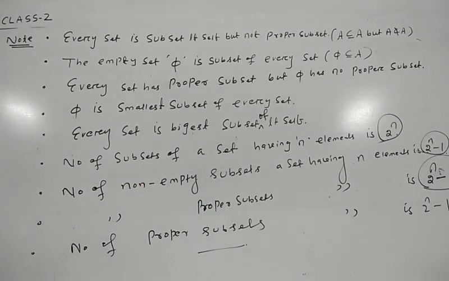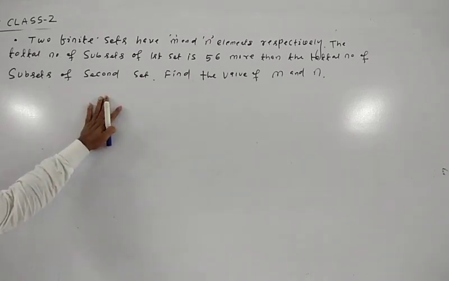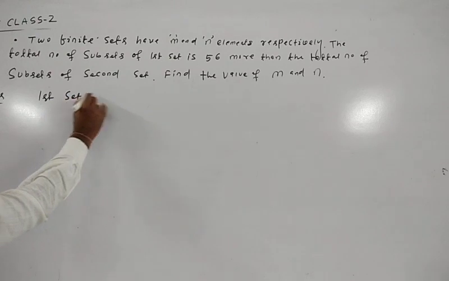Now, one question. Two finite sets have m and n elements respectively. The total number of subsets of the first set is 56 more than the total number of subsets of the second set. Then find the values of m and n. Okay. So here first we take two sets. One is set A and the other is set B. So the first set is A.